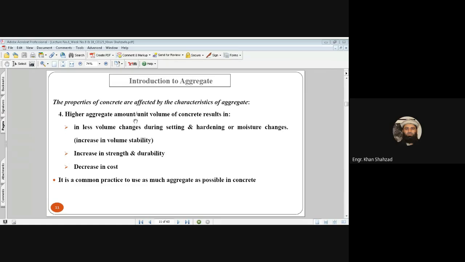A higher aggregate amount per unit volume of concrete results in, number one, fewer volume changes during setting and hardening or moisture changes, an increase in volumetric stability. If you are using a higher aggregate amount per unit volume of the concrete, it will increase the volumetric stability of the concrete. It will increase the strength and durability of the concrete, and it will also decrease the cost of the concrete, because you are using the maximum quantity of aggregates, and the aggregates are cheaper than cement. It is a common practice to use as much of the aggregates as possible in the concrete.